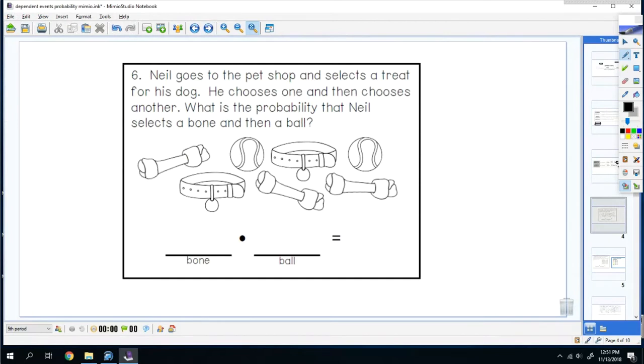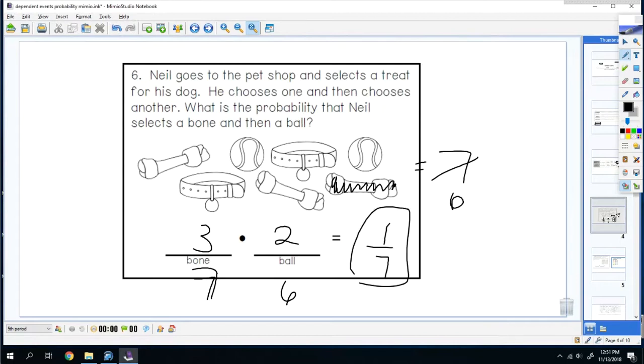Okay, Neil goes to the pet shop and selects a treat for his dog. He chooses one and then chooses another. What's the probability that he selects a bone and then a ball? Well, there's 7 options. The probability of getting a bone is 3 out of 7. Now you don't actually take all 3 bones out. You just take 1 out, assuming that he got the bone. Now he wants a ball. Well, that means your total changed. It was originally 7, but it's now 6. So you have a 2 out of 6 chance. And you would multiply that together, and that would be 1/7 when you multiply and simplify.